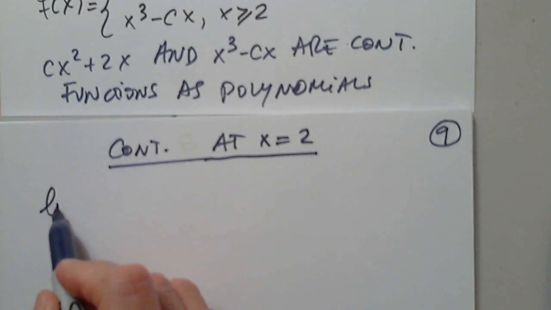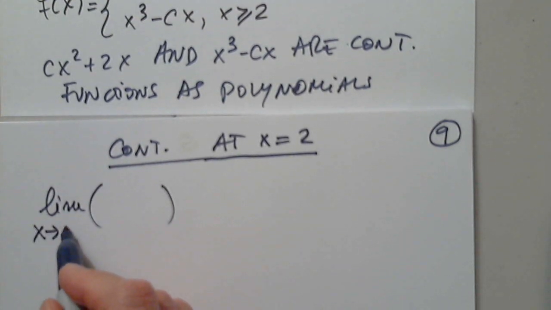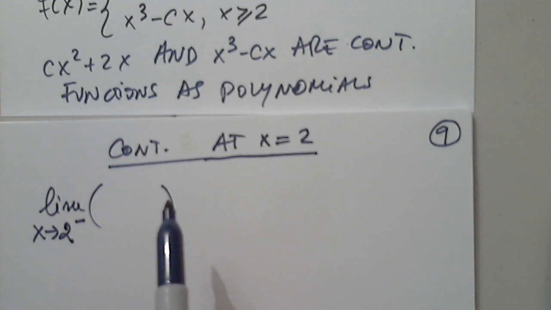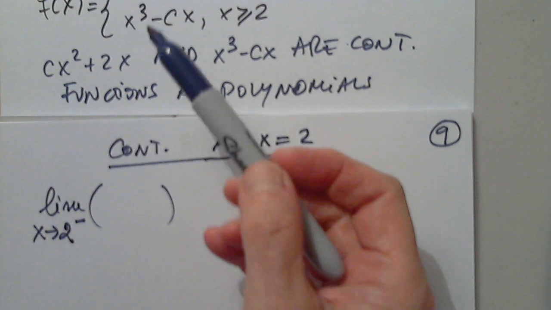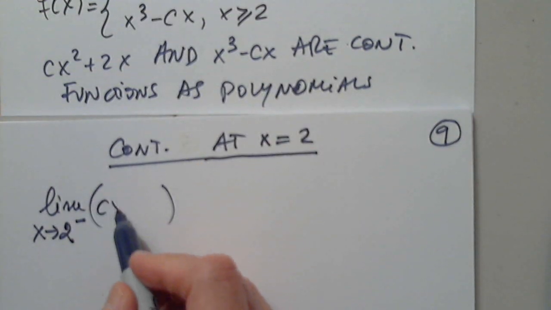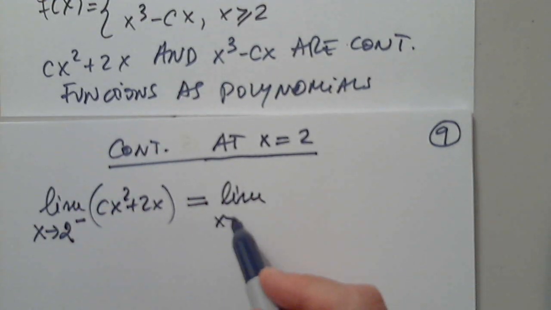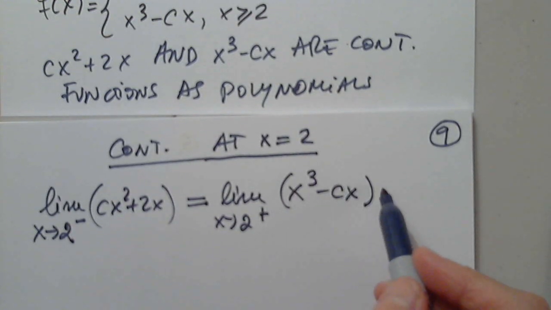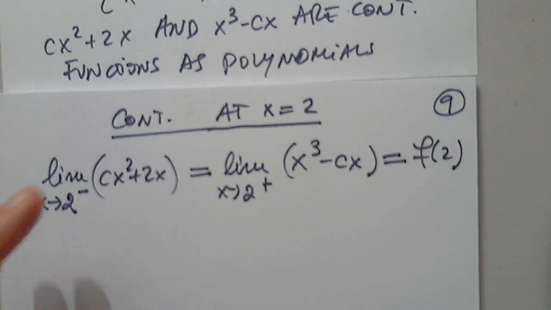When instead of x approaches a, now we would say x approaches 2 from the left. Awesome. Which branch? On the right. Yes. So which of these two? What do I put in here? Oh, coming from the left would be the first one. Excellent. cx squared plus 2x must equal the limit as x approaches 2 from the right of x cubed minus cx and must equal f of 2. So we make this equal.